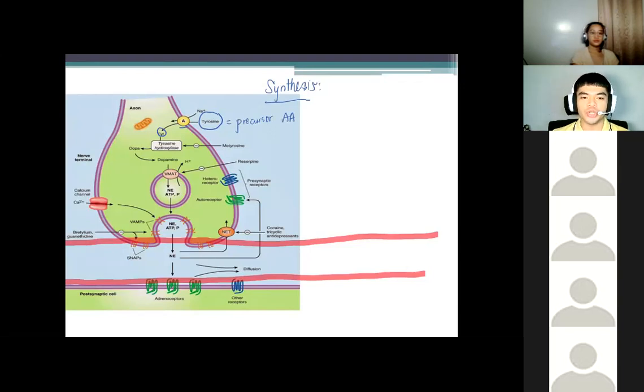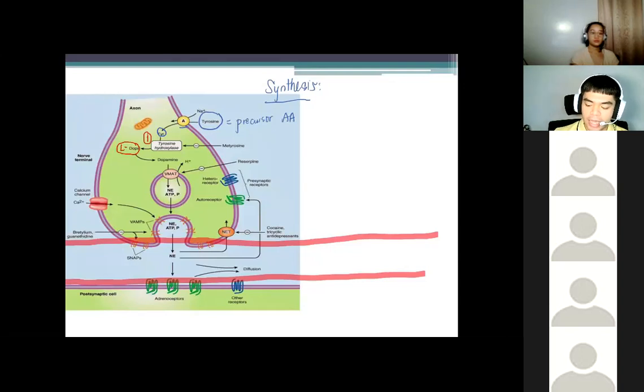So what is the first catalytic reaction that tyrosine undergoes? The first catalytic reaction is via the enzyme tyrosine hydroxylase. Through the tyrosine hydroxylase enzyme, tyrosine is converted to L-DOPA.